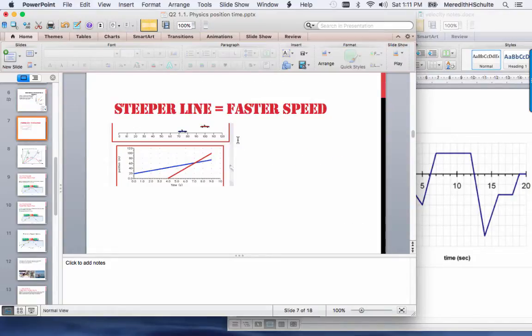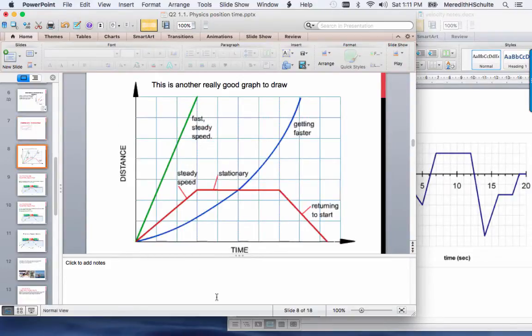Okay, again, this is just saying that a steeper line is a faster speed. This is a perfect kind of summary of the position time graphs that we've been looking at. We have a fast, steady speed going up. We have a steady speed at a slower pace over here. Then they are stopped. They are not moving because their position is not changing. And then here their position is decreasing, so they are getting closer and closer back to where they started from.